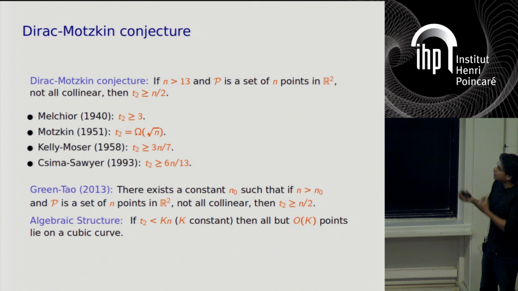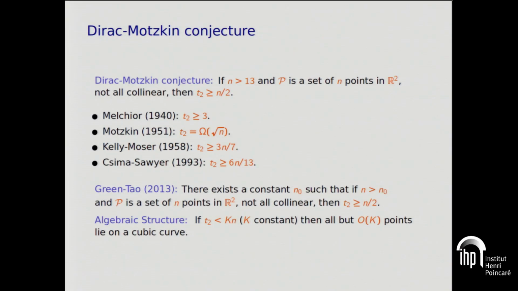And they had a more general result as well, which gives an algebraic structure to the whole thing, and which is the reason I decided to talk about it here: if I have few ordinary lines, then most of my points should lie on a cubic curve. So the only way you can minimize the number of ordinary lines is by having a lot of group structure going on. Right, so that was Green and Tao. Okay, so that's pretty much the situation over the reals right now.